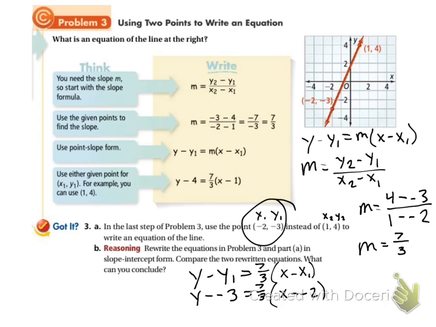And then I'm going to go through and clean up, right? We don't like a minus a negative, so I'm going to change those into plus signs. So y plus 3 equals 7/3 times x plus 2. And that right there is my equation.